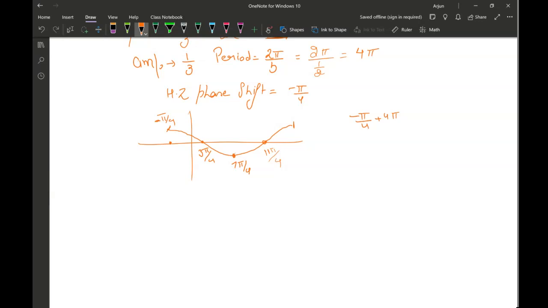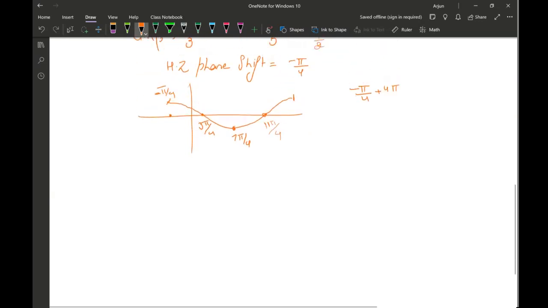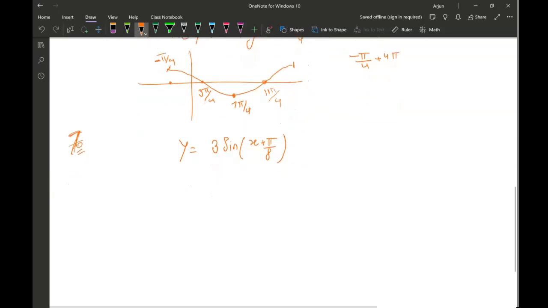Okay, now let's look into the next question, that is question number 7. In this one, you are given y equal to 3 sine of x plus pi over 8. And I wanted to draw the graph for this one.